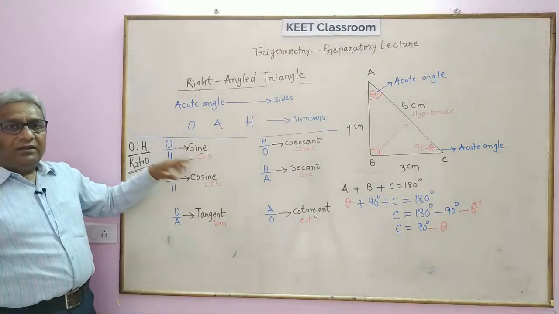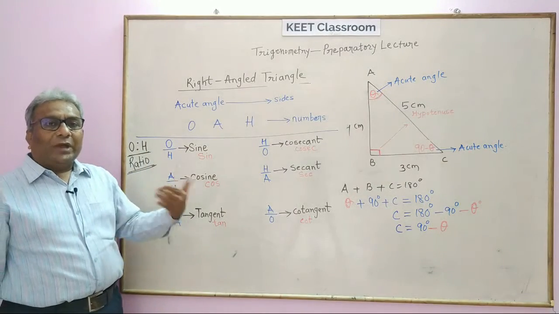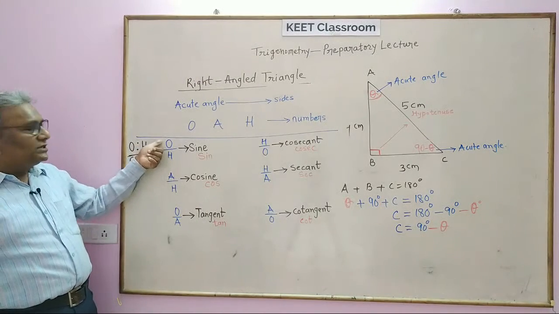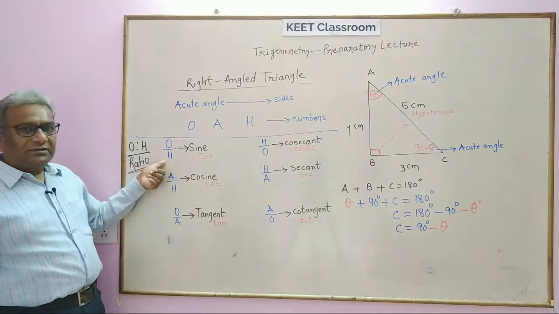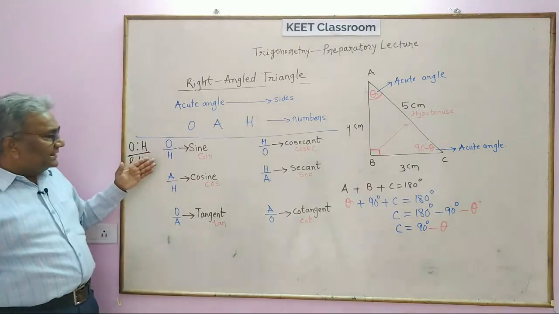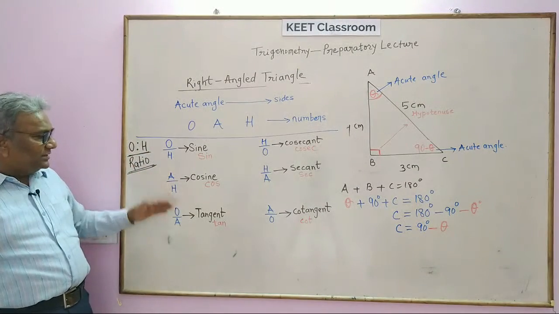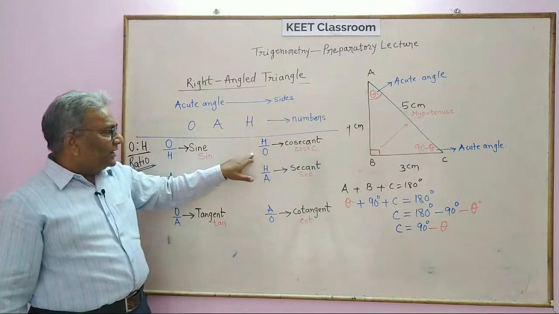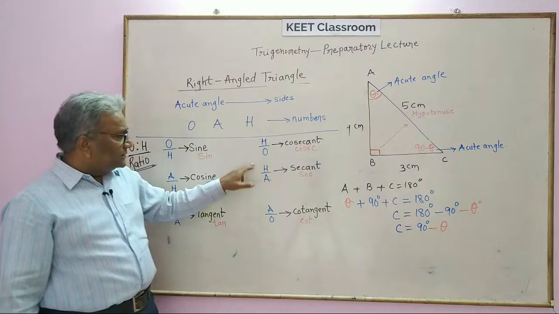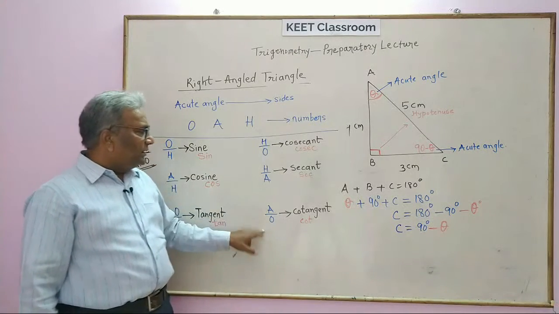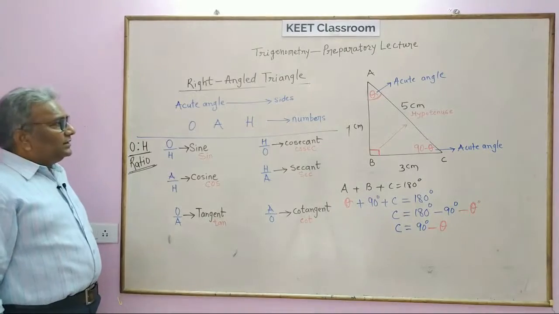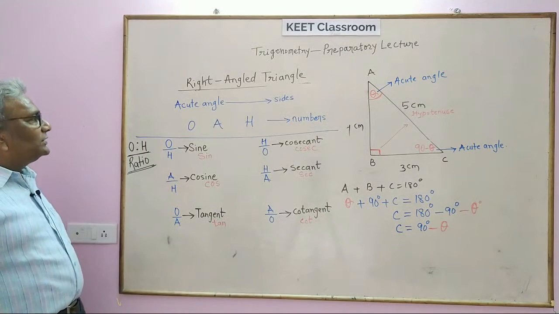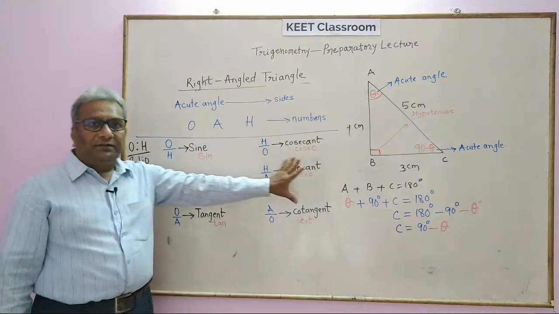What is sine? Whenever we say sin, automatically in front of sin the ratio will come as O by H, that is opposite upon hypotenuse. When we say cos, it is adjacent upon hypotenuse. For tan, O by A. For cosec, H by O. For sec, H by A, and for cot, A by O. So these are the ratios, and here starts your important part of trigonometry.